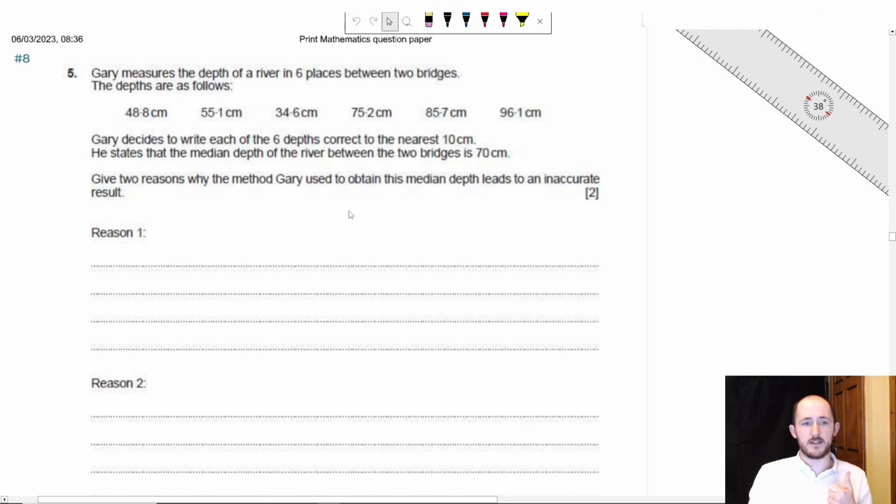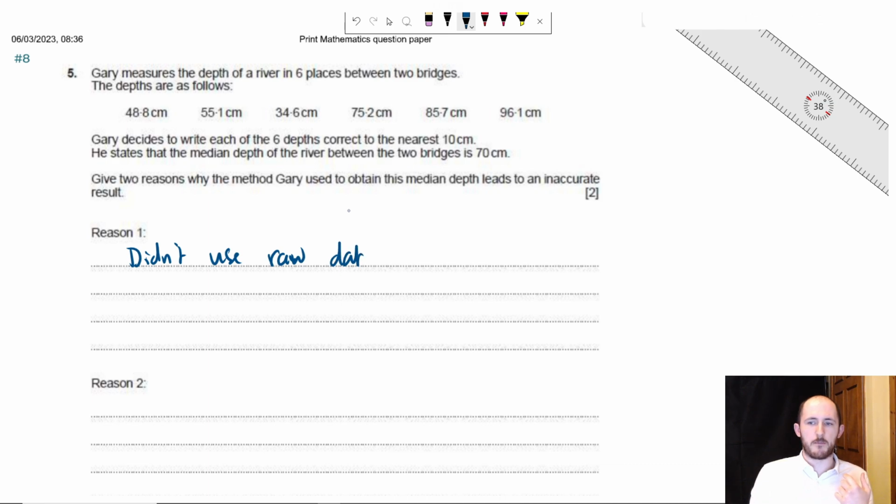So the first reason is he didn't use raw data. What raw data means is, well, what does raw food mean? It means it's unprepared, right? You haven't done anything to it. So raw data means you haven't done anything to it. It's just the measurements. And the next thing, small sample size, always good.